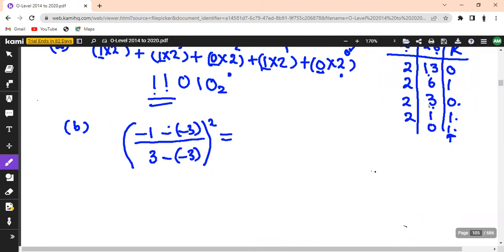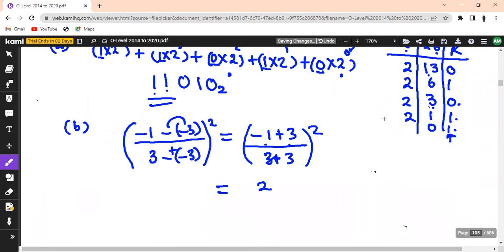So minus and a minus, guys, we know that this is a plus. So it's going to be -1 plus 3. Everything over minus and minus, which is a plus again. So it's going to be 3 plus 3. Everything to the power of 2. So you can simplify -1 plus 3, which is going to be 2, over 3 plus 3, which is 6. Everything to the power of 2.